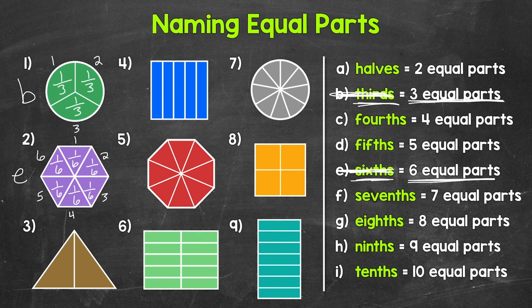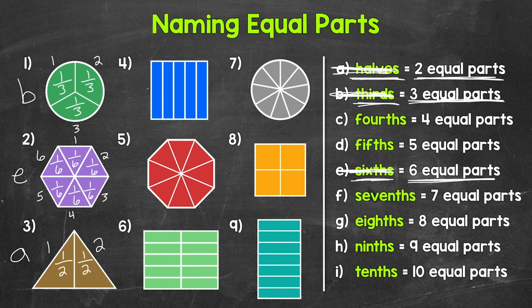Moving on to number 3, we have a triangle, that's our whole, and it has been divided into 1, 2 equal parts. 2 equal parts, well, we call 2 equal parts halves. So let's put an A next to number 3 and cross off halves. Each one of those equal parts is 1/2 of the whole.